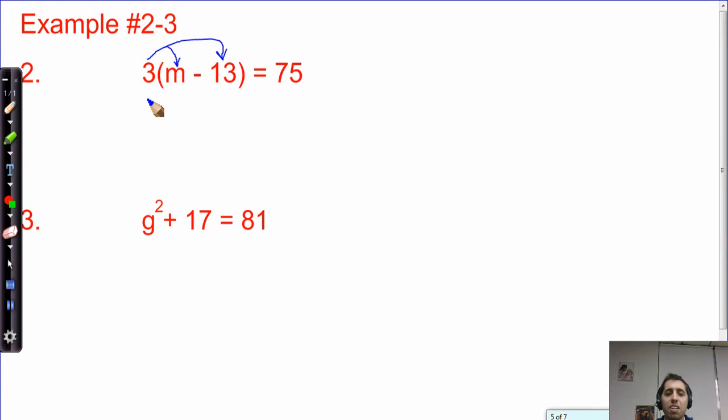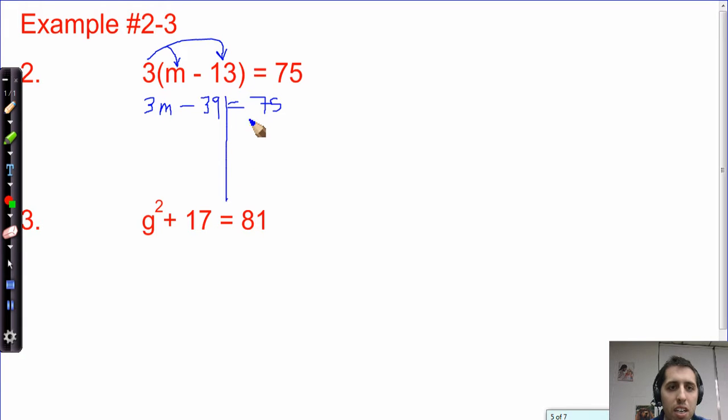Remember that we can either find the difference because it's grouped and then multiply by 3, or we can multiply the two different parts by 3 individually. So 3 times m and 3 times 13 would be 39. Now this looks a little different, a little easier. We don't have any grouping symbol to worry about.